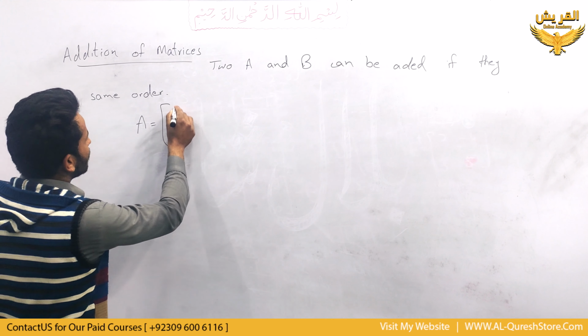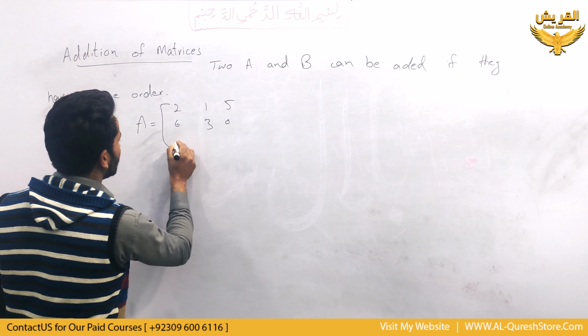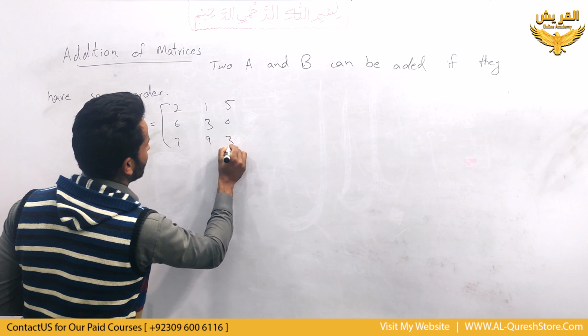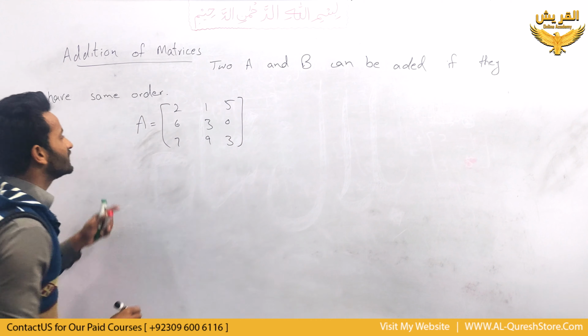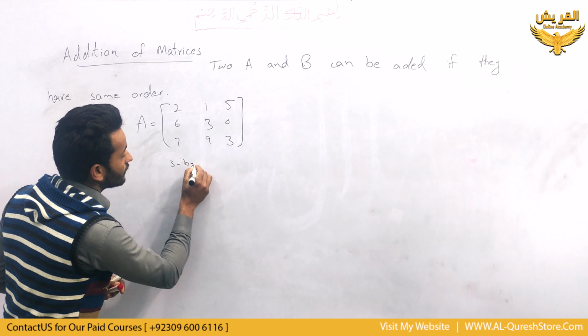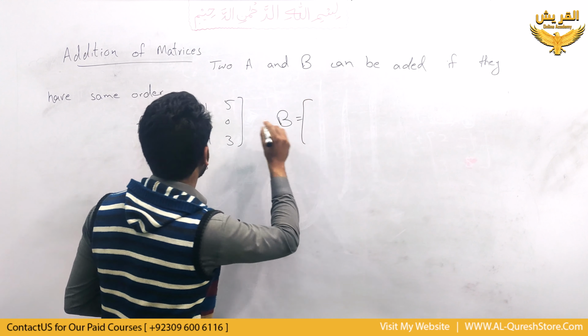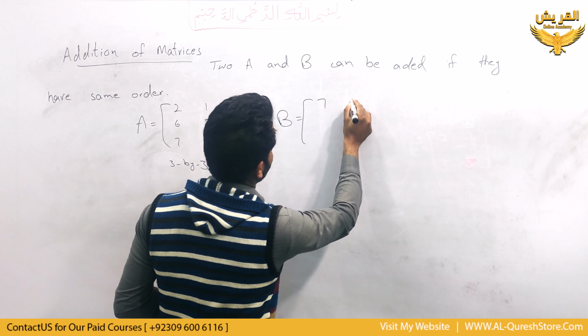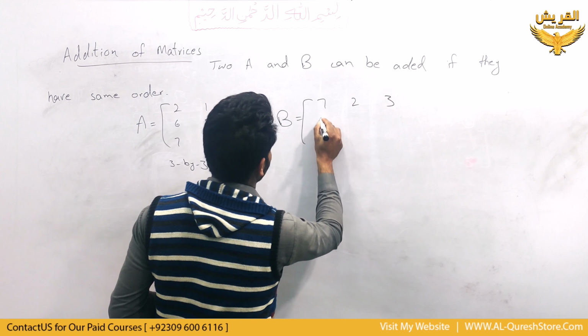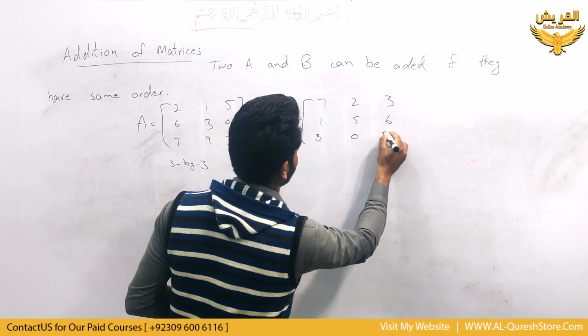Matrix A is 2 1 5, 6 3 0, 7 9 3. This is the matrix A of order 3 by 3. Next we write the B matrix. B is equal to 7 2 3, 1 5 6, 3 0 5.